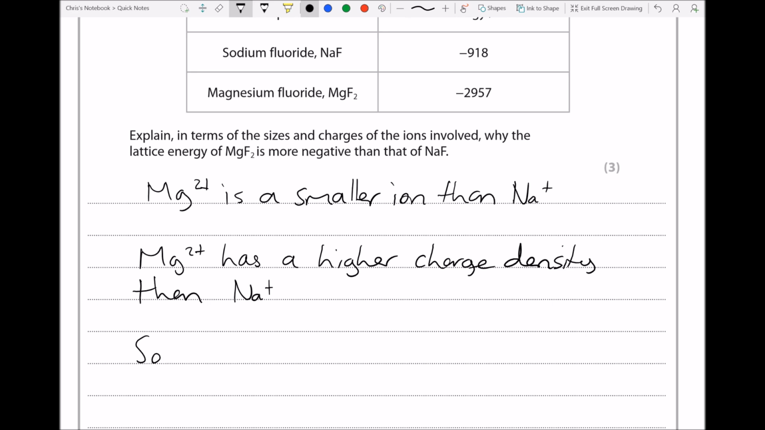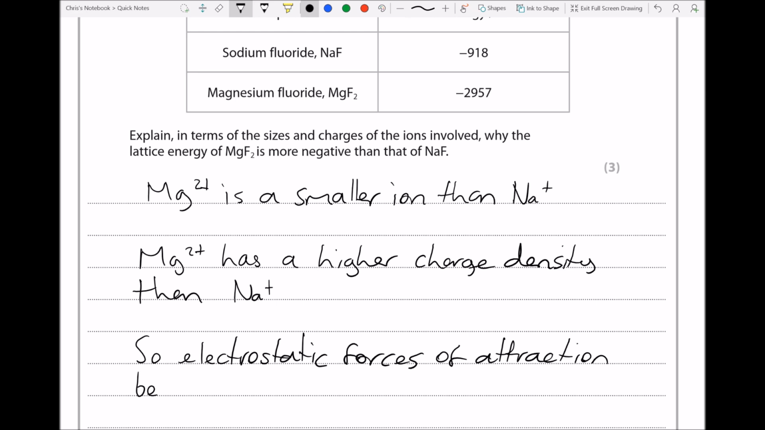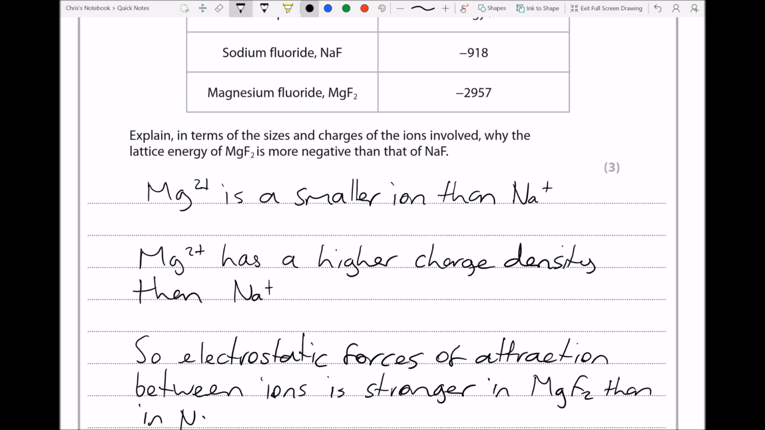Okay, and then we need to say so, electrostatic forces of attraction between ions is stronger in MgF2 than in NaF. Okay, so that's the type of thing we're looking for.